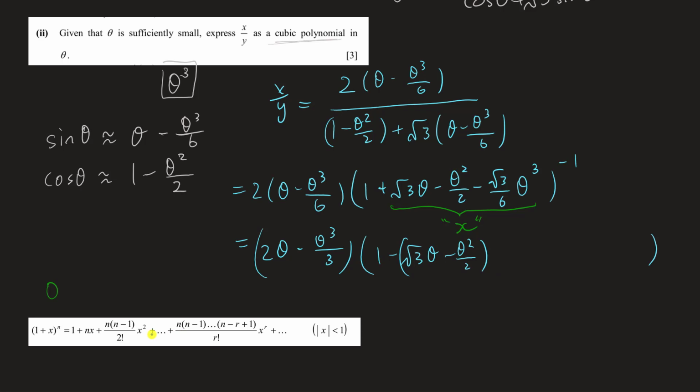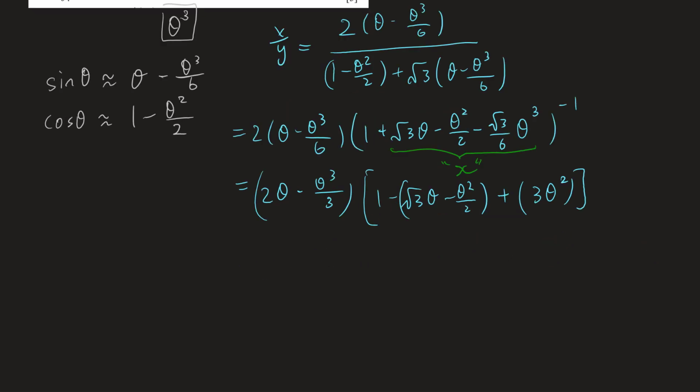The next term will be n times n minus 1 over 2 factorial, with n equal to negative 1. Negative 1 times negative 2 over 2 gives us just 1. So plus x squared. How many of these are actually needed? Technically, only the first item squared is needed, because everything else will give us powers that are too high. We don't require them. So the only thing that you need here is root 3 theta squared. So now let's just expand strategically and figure out what's needed and what's not needed. First of all, the first item, 1, multiplied by this. This is needed.